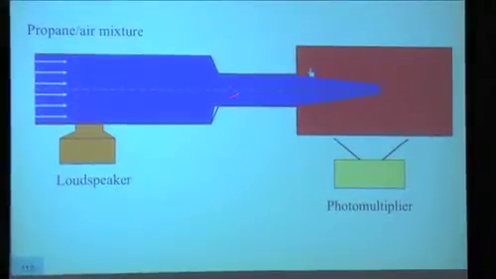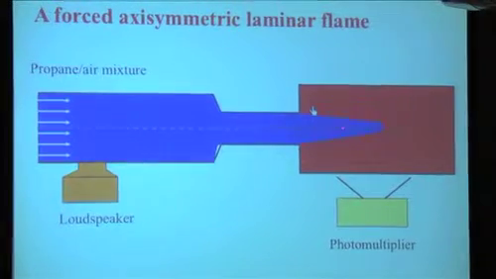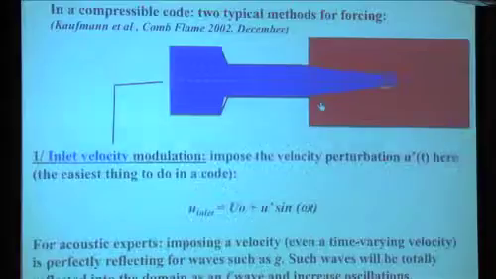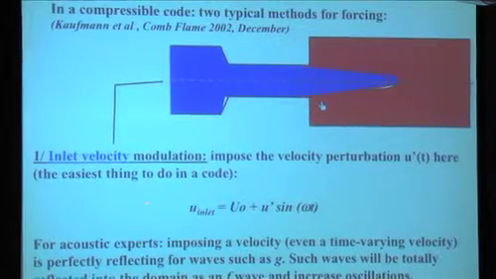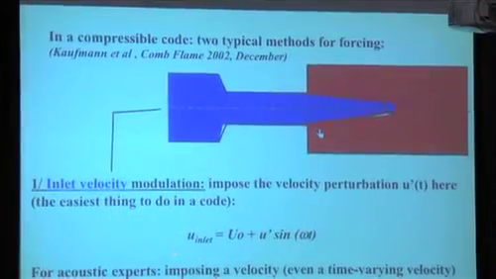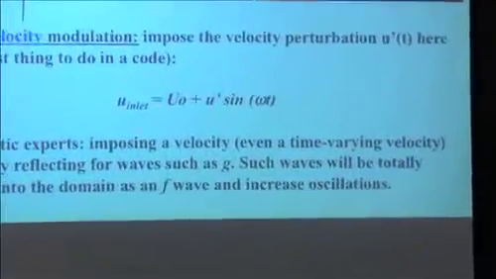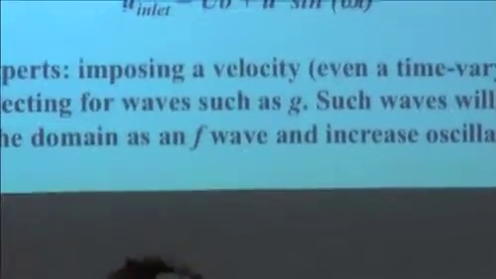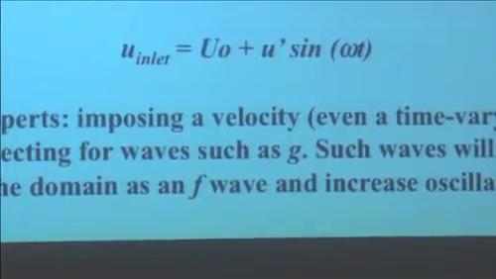Let me show you right away the illustration of that. So this is the setup. You have the loudspeaker here, the flame is here, everything blue is cold, everything red is hot. You measure with a photomultiplier, for example, the heat release here. So the first method is, let's impose here a fluctuating velocity. Remember, again, if you have done acoustics, if you impose a velocity, that means that you impose something which is reflecting for waves. Imposing a velocity is like setting u prime to 0.